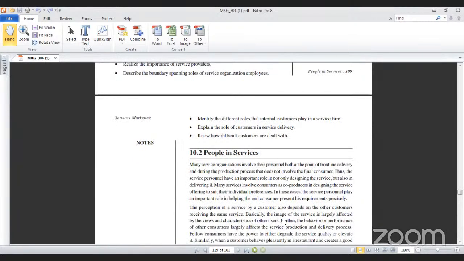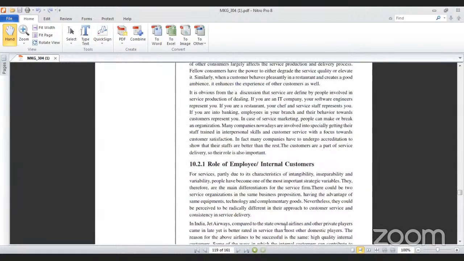The perception of a service by a customer also depends on the other customers receiving the same service. Basically, the image of the service is largely affected by the views and statements of other users, employees, and internal customers for service, partly due to its characteristics of intangibility, inseparability, and variability. People have become one of the most important strategic variables. Therefore, they are the main differentiators for the service firm.